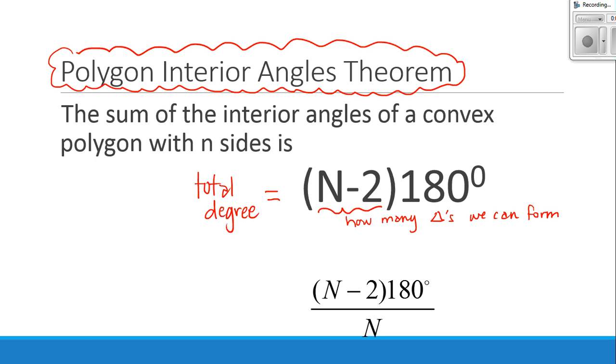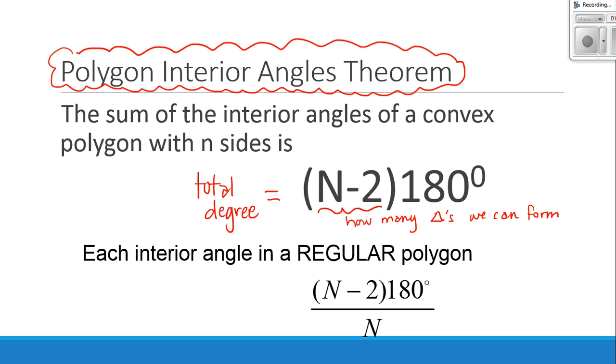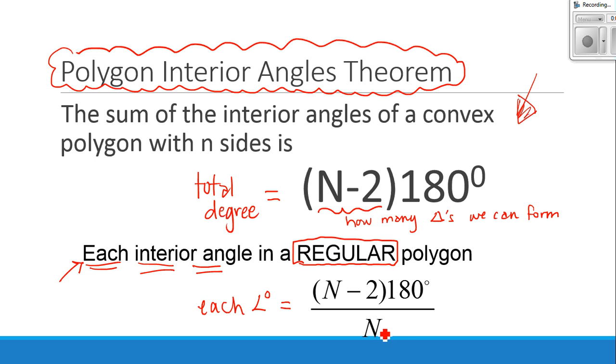Okay? Now, if we are talking about a regular polygon, we can do one step better. We can even talk about each interior angle. Okay? So this one is all interior angles. They might not all be the same, but if we talk about a regular one, then each individual interior angle will be the same. And each interior angle degree would be the number of sides minus 2 times 180 divided by how many sides there are. Okay?